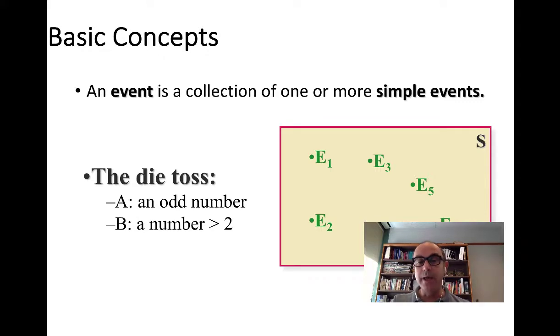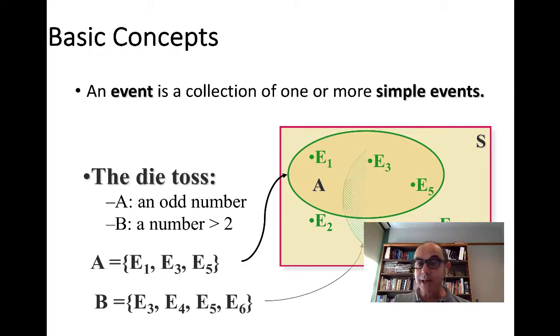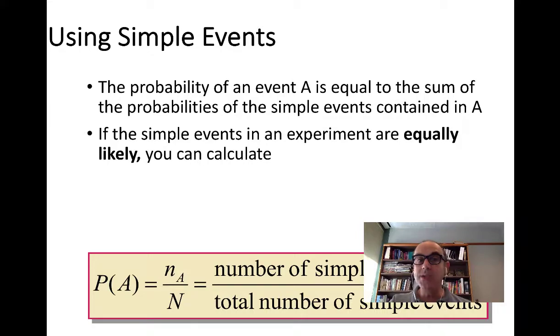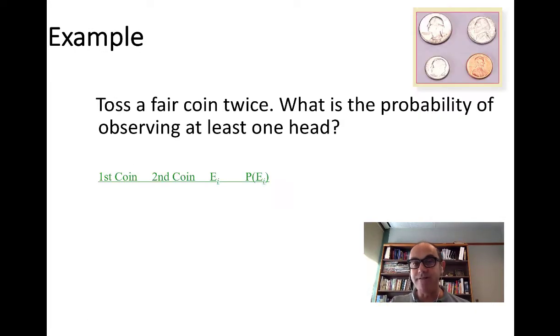An event is a collection of one or more simple events, for example, the odd numbers. Again, how do you account for it? Using simple events, the probability of event A is equal to the sum of probabilities of the simple events contained in A. If the simple events in the experiment are equally likely, you can calculate it as n divided by capital N, the number of simple events in A divided by the total number of simple events.